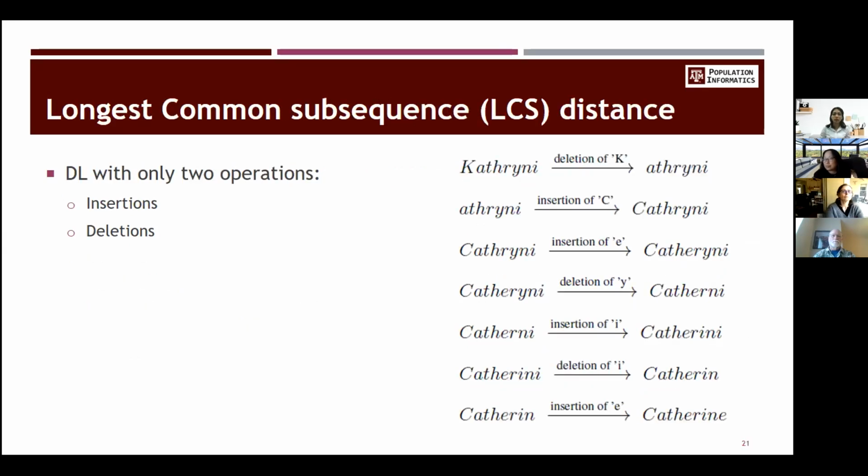Longest common subsequence distance, or LCS distance, is very similar to DL distance, but here we only have two operations, insertion and deletion. So for the example that we had on the previous slide, we need 7 insertion and deletion operations. So the LCS distance is equal to 7.